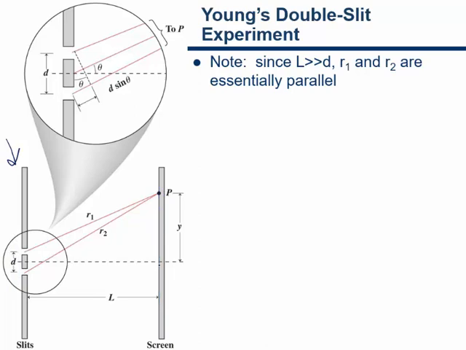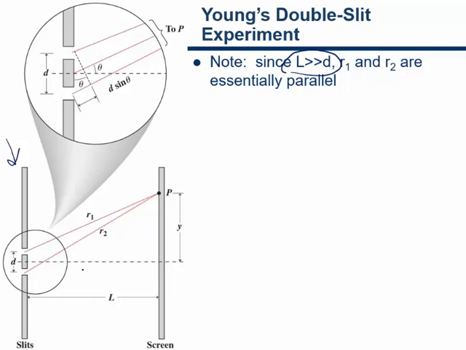Now, one of the things that I've written here is that L is much greater than d. In other words, the separation between the slits is very small, and the distance to the screen might be a few meters. Because L is much, much greater than d, we can think of R1 and R2 as being essentially parallel. On a more accurate scale, these slits are so close together that the lines are virtually right next to each other.